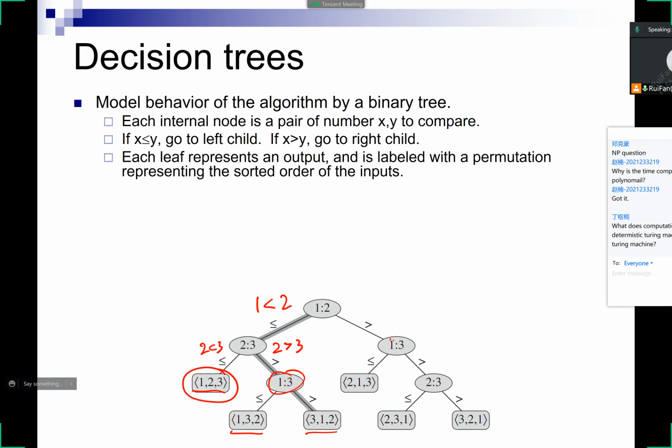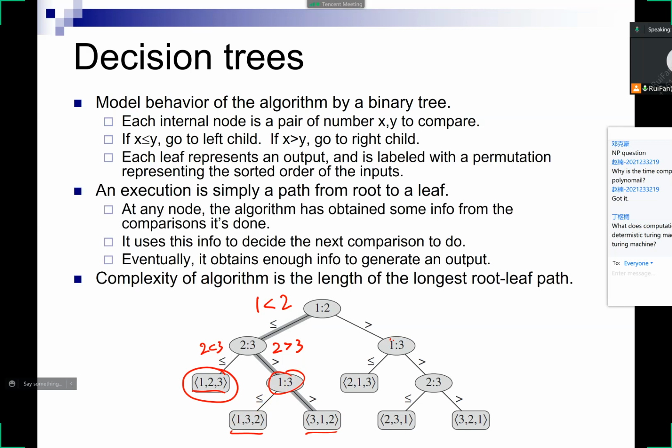Give me about a few more minutes, and then I'll finish this entire proof. The complexity of the algorithm is simply how many comparisons you need to do, the maximum number of comparisons. For example, in this execution you only did 2 comparisons, however in this execution you did 3 comparisons. So you look at this decision tree and look for the longest path from the root to a leaf, and that is going to be your complexity. In our case, it's going to be 3.